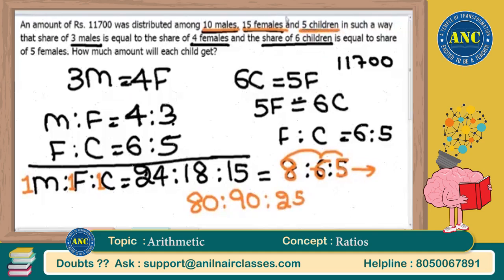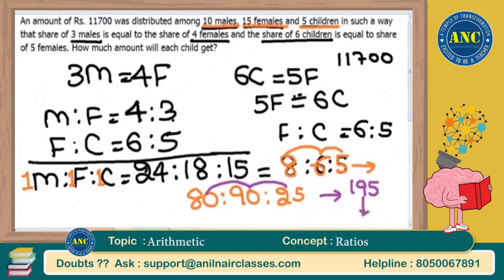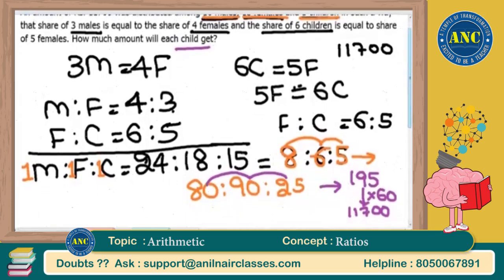Same logic I will implement. 80 plus 90 is 170. 170 plus 25 is 195. According to my assumption it is 195 rupees. According to the question it is 11,700. Multiply by 60. How much will each child get?